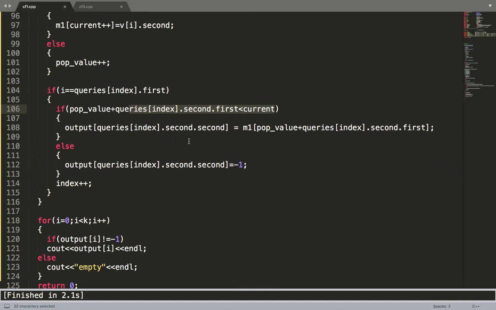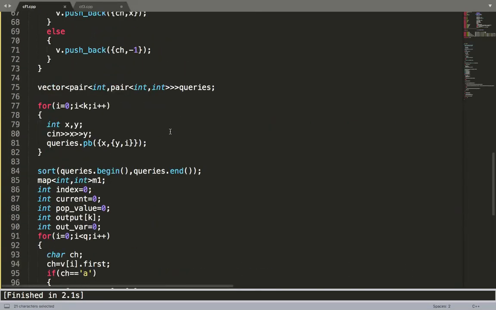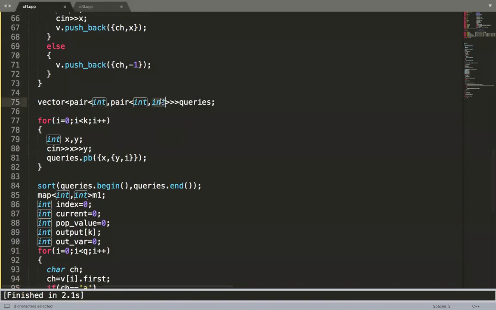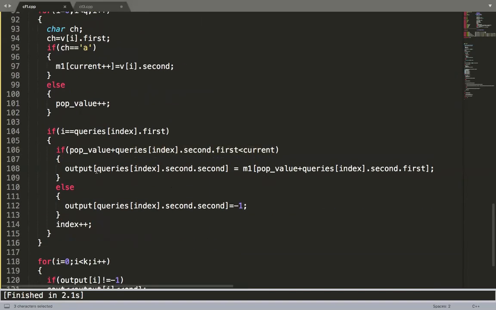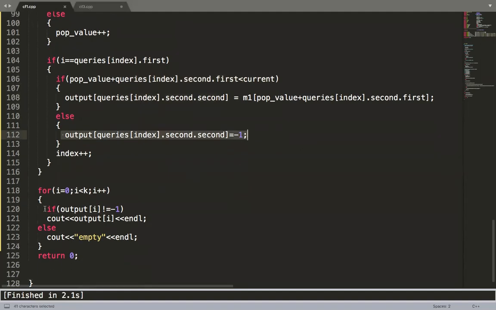Basically I'm going to store it at the proper index. And where is the index? I've already told you I'm going to store the index at the third part. So I'm going to store it here, query index dot second dot second. And which value am I going to store? I'm going to take the help of the map, m1 of pop value plus query index dot second dot first. If it is greater than or equal to current, it means the queue is empty, so I'm going to store -1. And in the end, if it is not equal to -1, then I'm going to directly output it. If it is equal to -1, then I'm going to print empty.